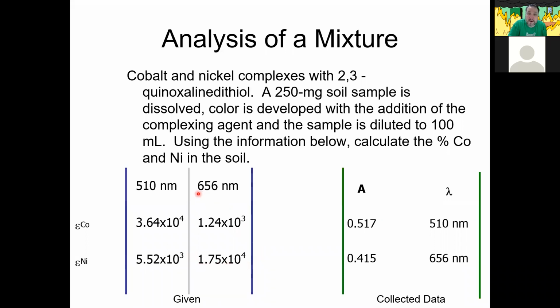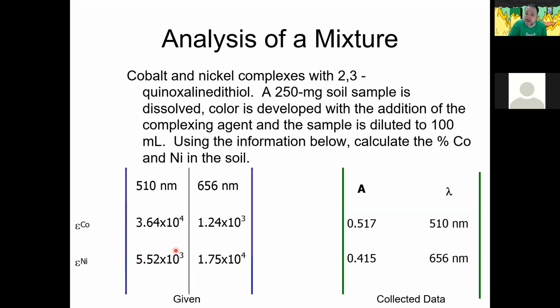And so your cobalt complex absorbs more 510 light and a little bit less 656. So this is going to look a little redder, and your nickel complex absorbs less in this 510 greenish area, a little bit more red, so it's going to look a little more greenish. So we then do an experiment. We measure the absorbance at 510 nanometers. We measure the absorbance at 656 nanometers.